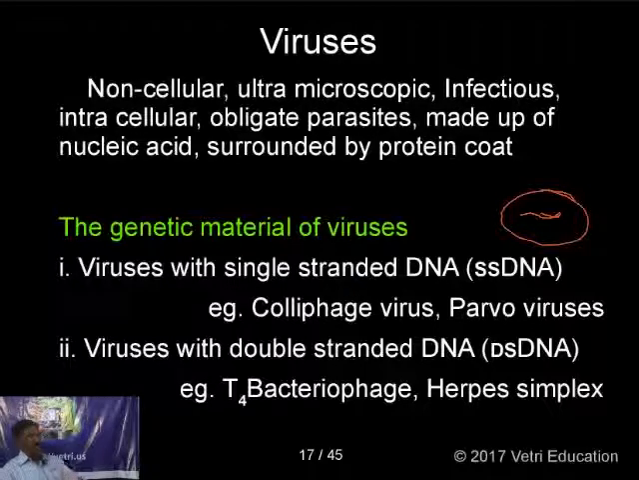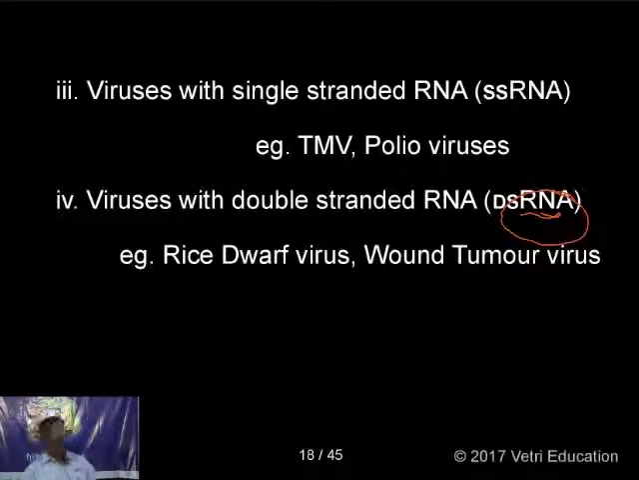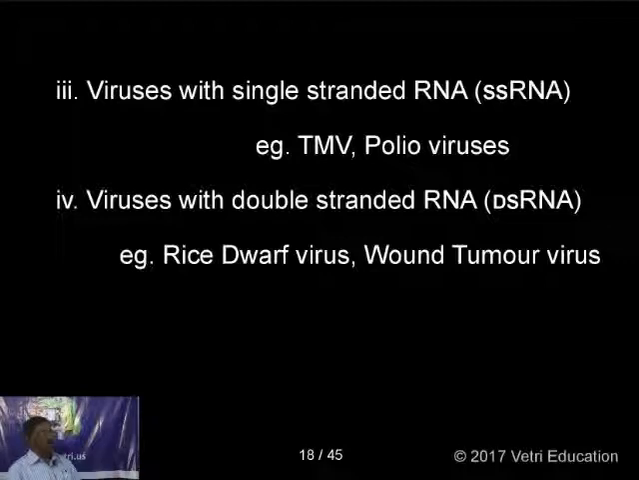Now there is a little variation in the genetic material of viruses. Some viruses have single-stranded DNA, yes, DNA, for example, phage and parvoviruses. Some viruses have double-stranded DNA, dsDNA, as in T4 bacteriophage and herpes simplex virus. And some viruses have single-stranded RNA, ssRNA, for example, tobacco mosaic virus and polio virus. And some viruses have double-stranded RNA, dsRNA, that is rice dwarf virus and wound tumor virus.